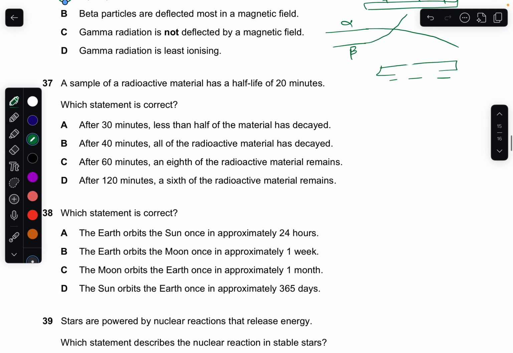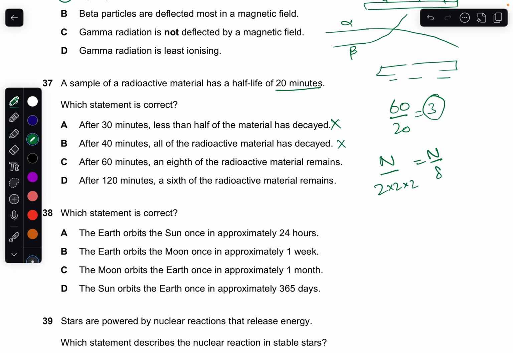Question 37, a sample of a radioactive material has a half-life of 20 minutes. Which statement is correct? After 30 minutes, less than half of the material has decayed. No, more than half will be decayed. After 40, all of the radioactive, no, not all, 75% will be decayed. After 60 minutes, 1/8 of the material remains. In 60 minutes, 60 divided by 20 gives you 3 half-lives. So N will be divided by 2, 3 times, it's N by 8. So it's option C that is correct.